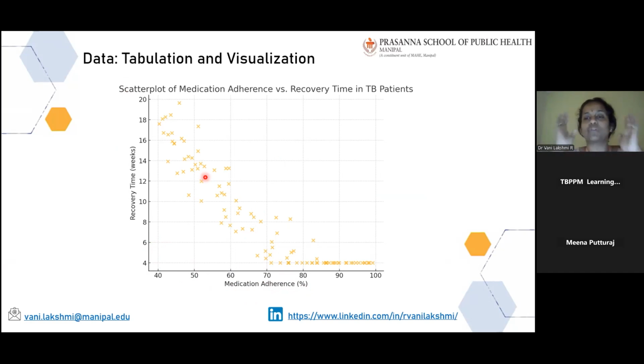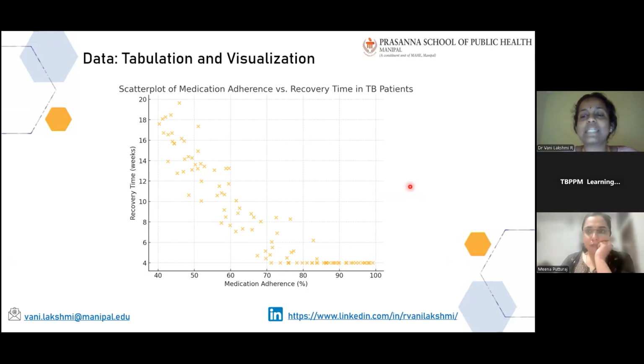Now, first I want you to name what this graph is. Any idea on what this graph is all about? Any name? You can unmute if you know. If you don't know also, you can tell, that's okay. What is the name of this graph?